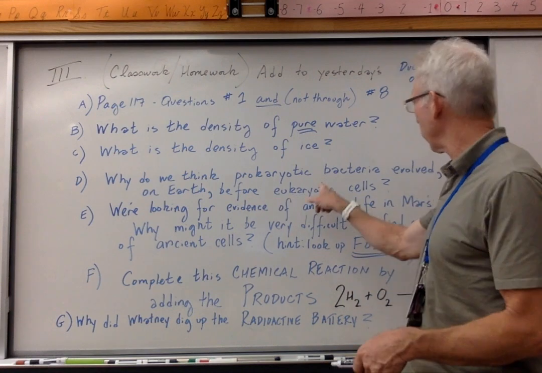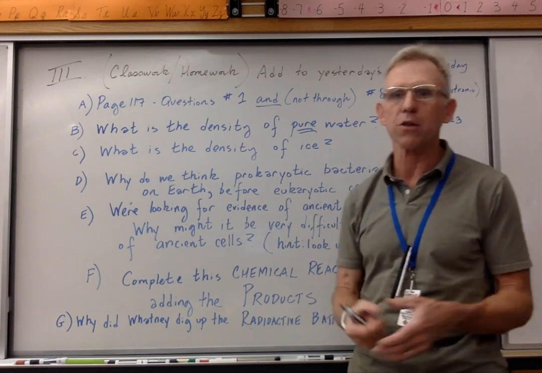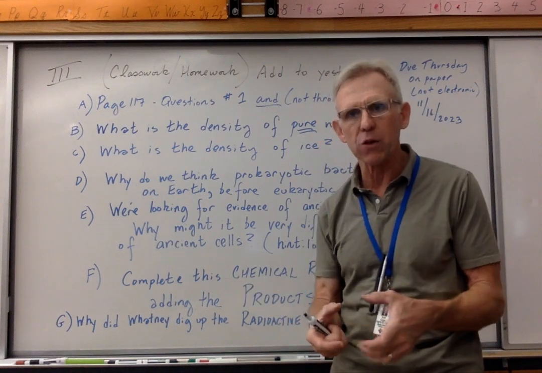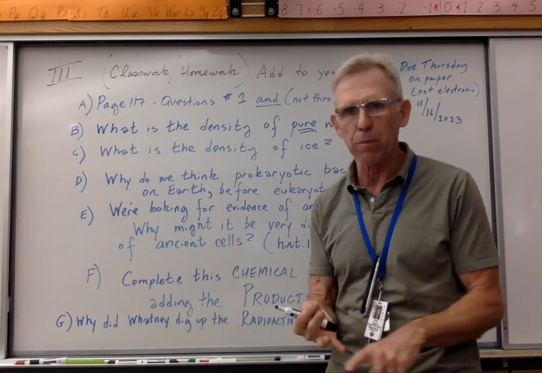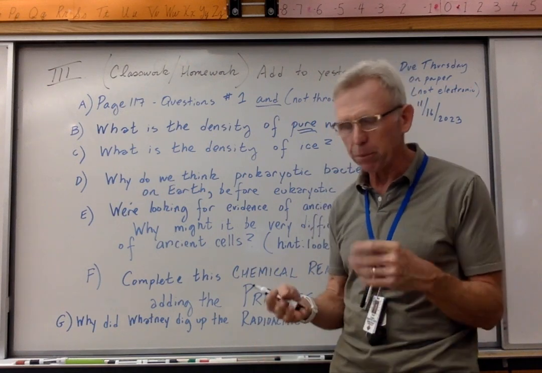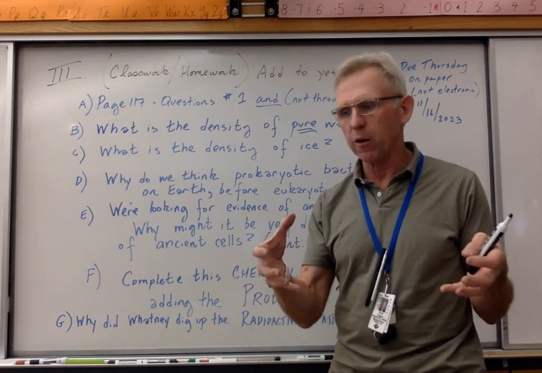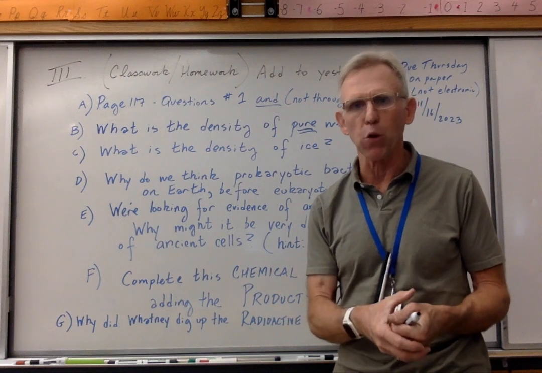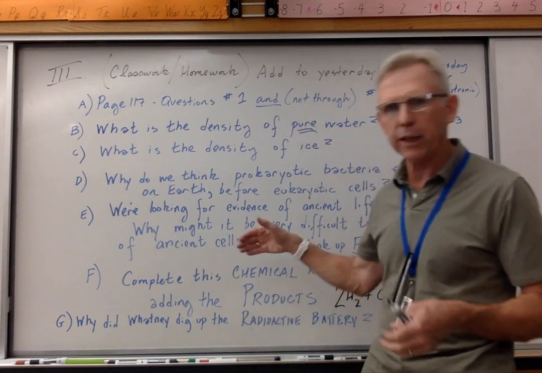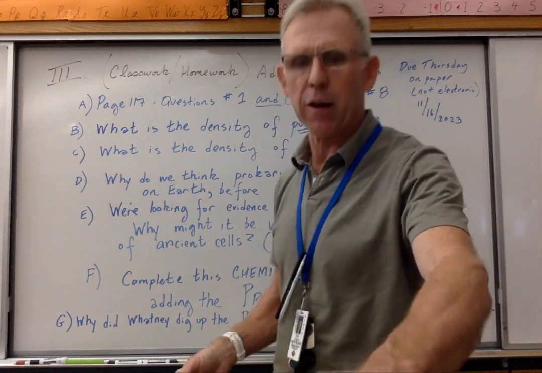Why do we think prokaryotic bacteria evolved on Earth before eukaryotic cells? Remember, eukaryotic cells are the ones where we started checking out all the organelles, all the things that are inside of a cell: the mitochondrion, the Golgi bodies, the nucleus. And prokaryotic cells, you can think of essentially as a little bag of cytoplasm with some DNA basically floating free in there. They are essentially simpler. That's why we think that they evolved first.